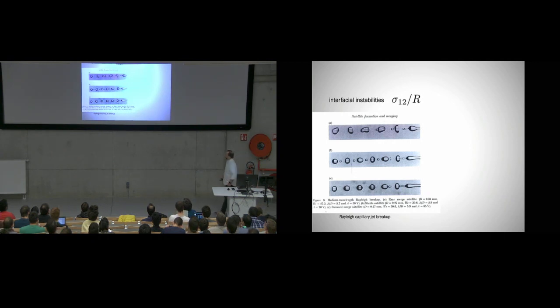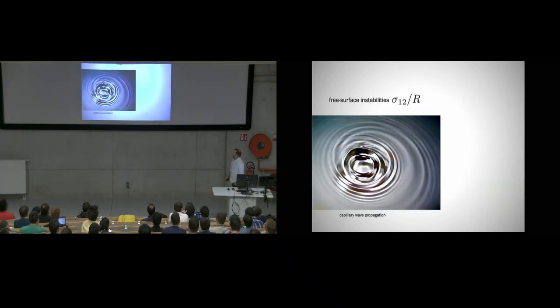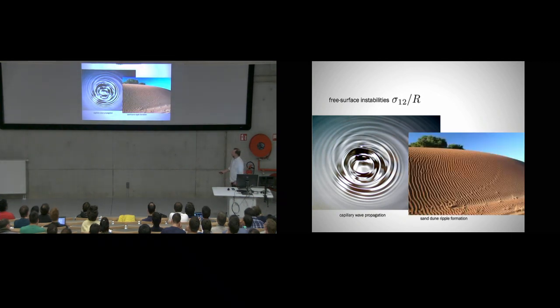Interfacial instability is the breakup, a very classical one, of a capillary jet into little drops. That one can be written as an instability of a columnar jet. And then you can push that one quite far: two colliding jets make this fishbone instability that is also interfacial in nature. Free surface instabilities: this is capillary wave propagation, an instability of free surface waves. And you can even go to non-traditional fluid applications and do the sand dune ripple formation and describe that as an instability on the sand dune.